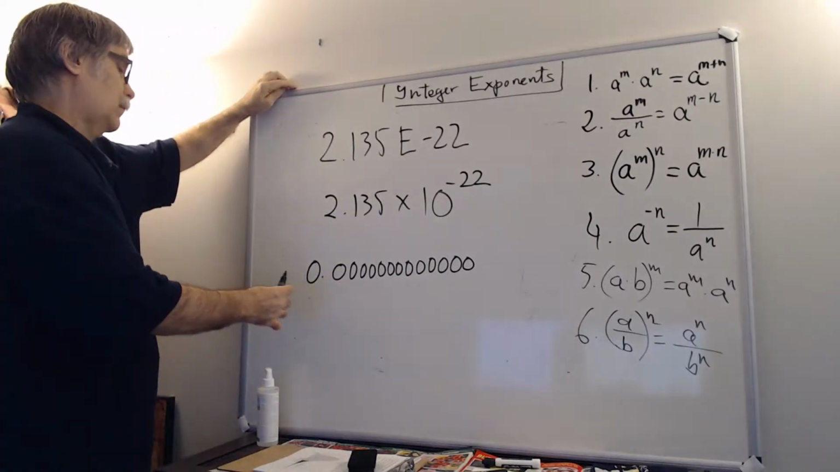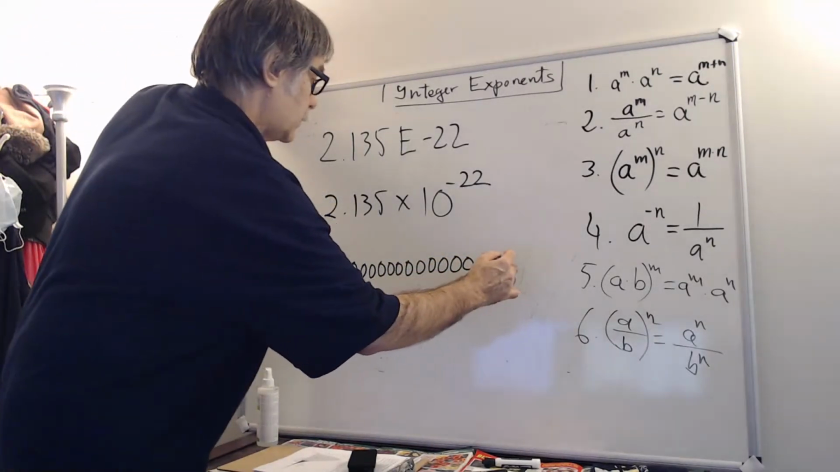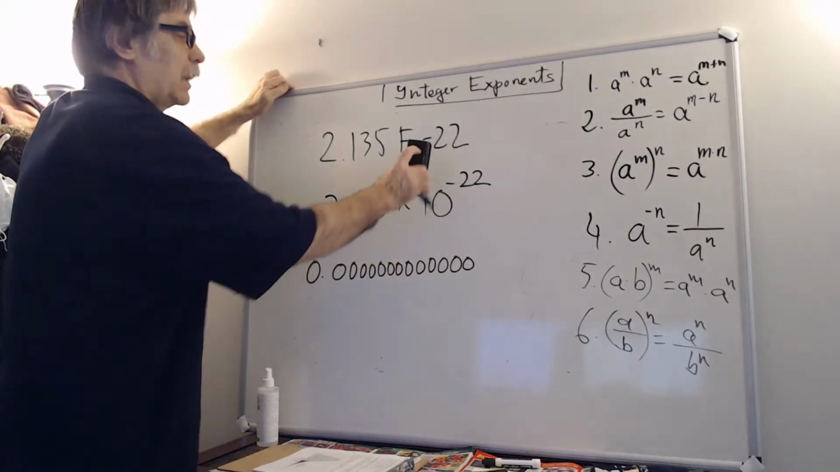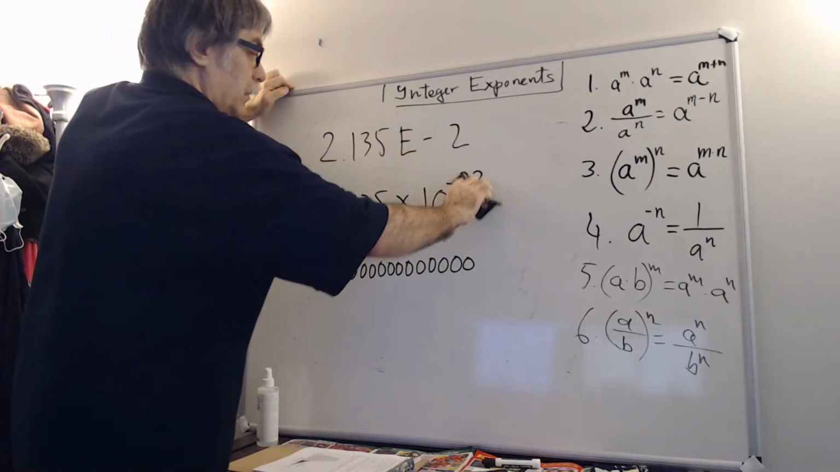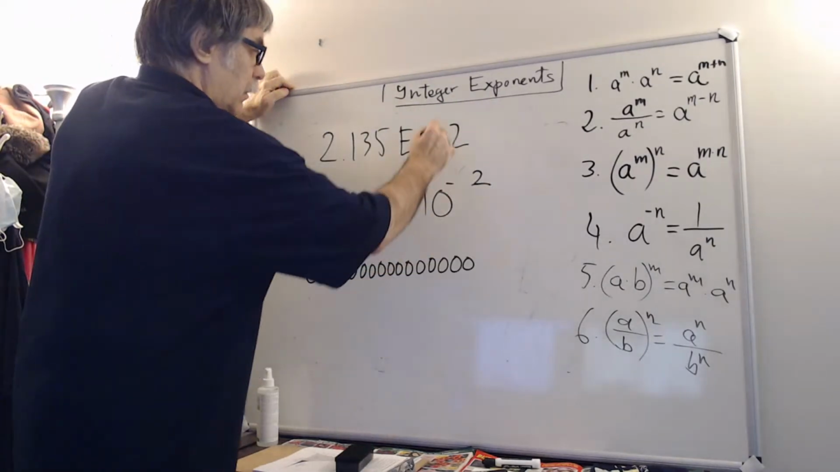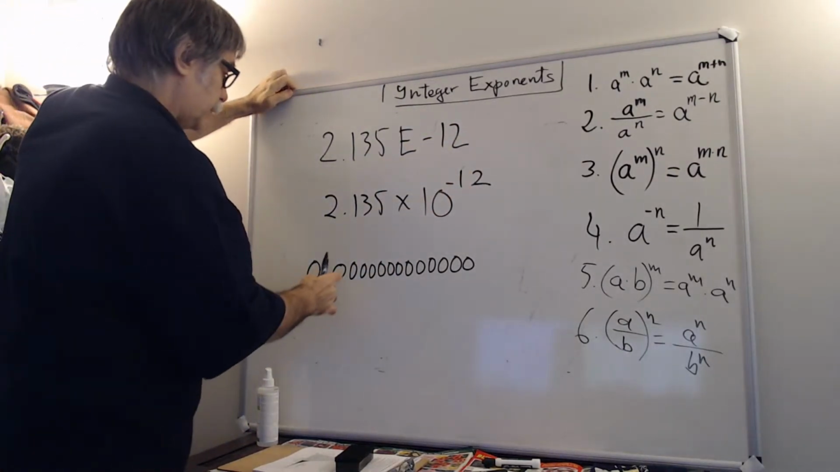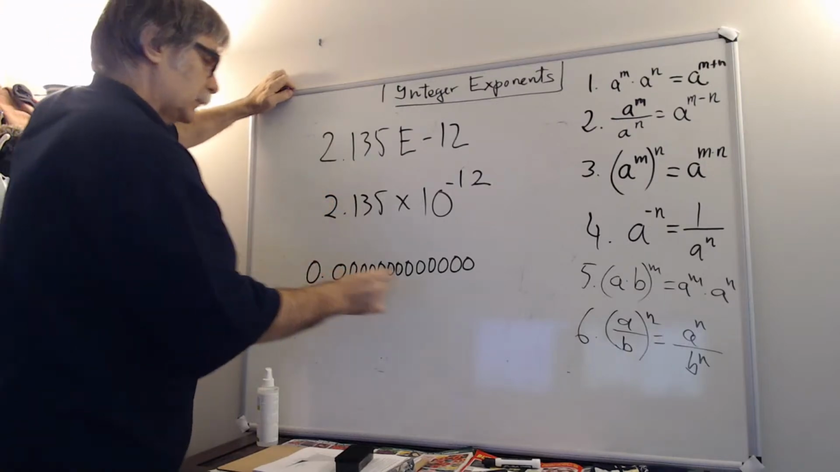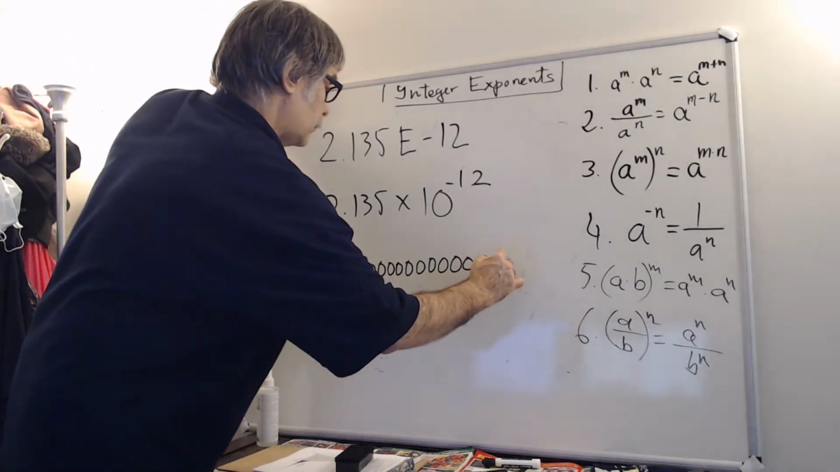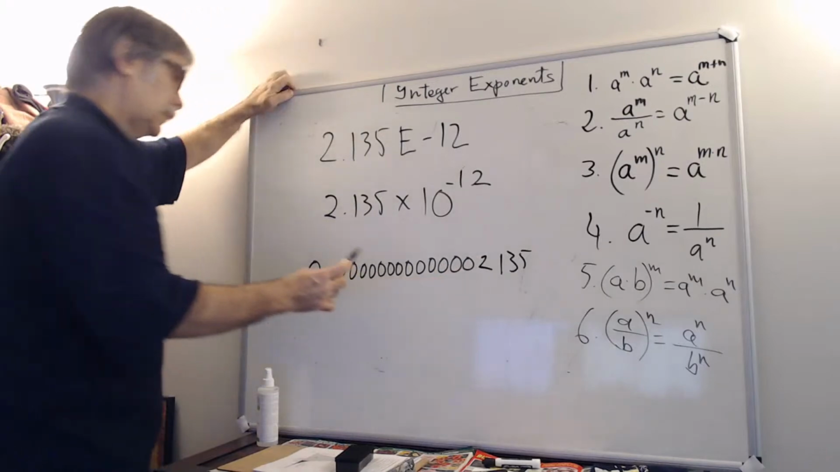I need to get 22. Maybe I make my life a little bit easier. I'm going to put here 12, so I don't need to write 22. So now I have 2, 1, 3, 5. Let me see.